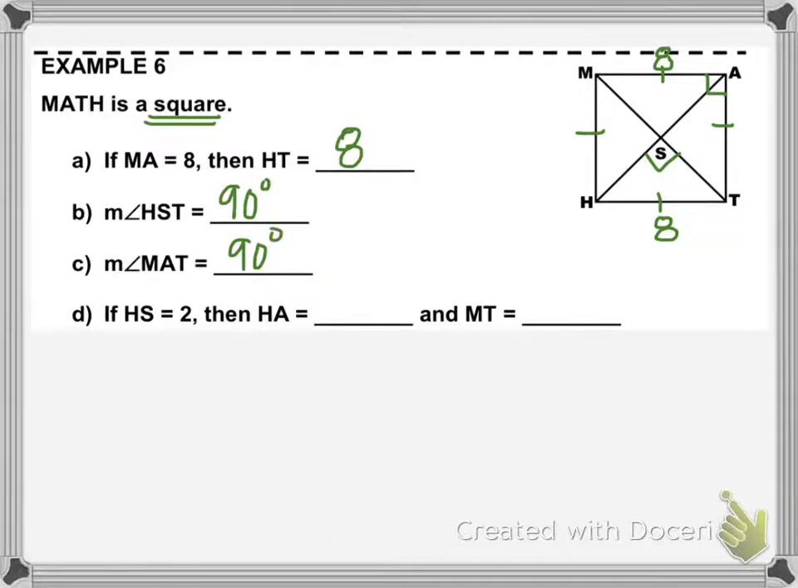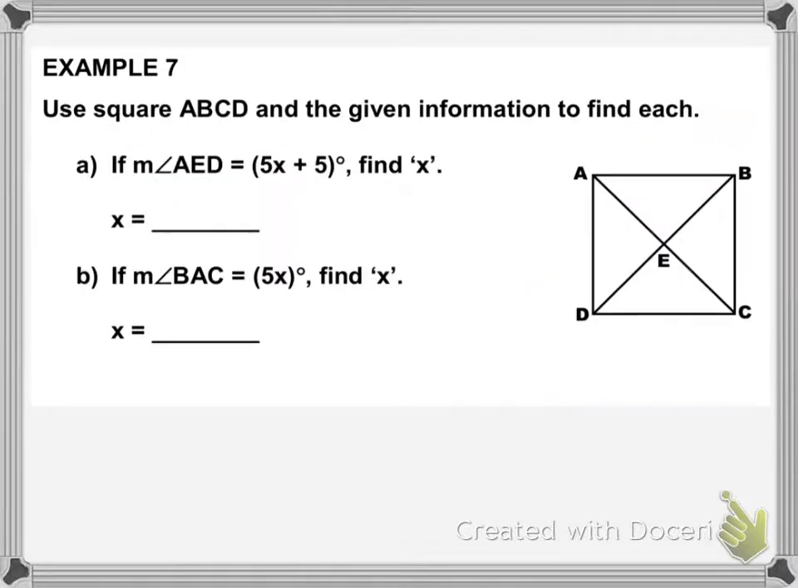And then I'm going to take the 8 off real quick because it may affect our last one. But the last one says if HS equals 2, that's this half of this diagonal, then HA, the whole diagonal, is going to equal 2 2's because we have all these congruent halves. The other diagonal also has 2 equal congruent halves, so those are 2 as well. So HA is going to be 4, and MT is also going to have a length of 4 because diagonals are congruent. Pretty simple.